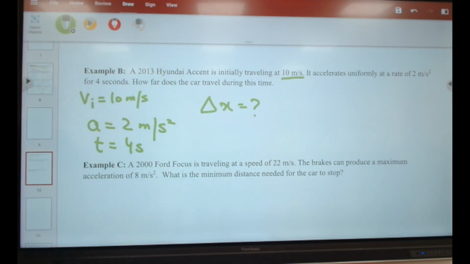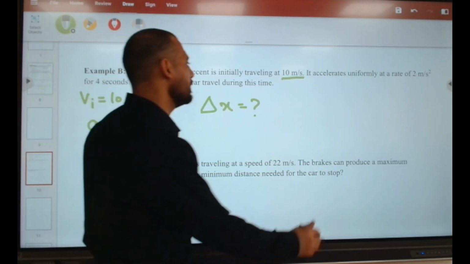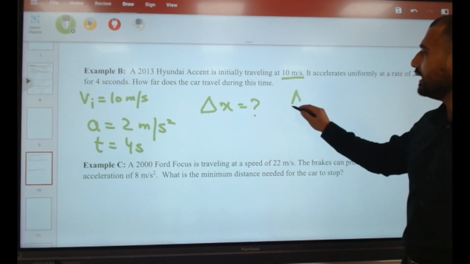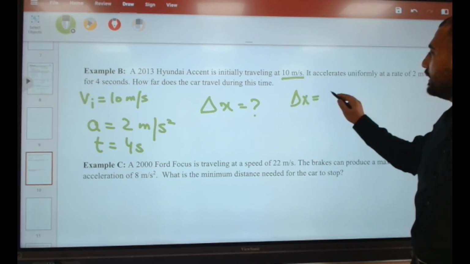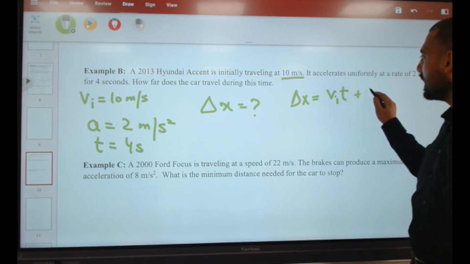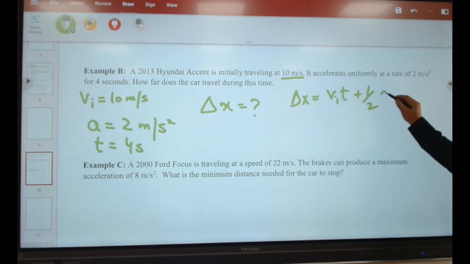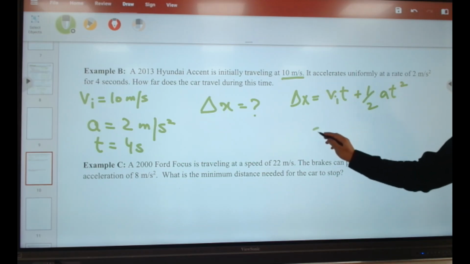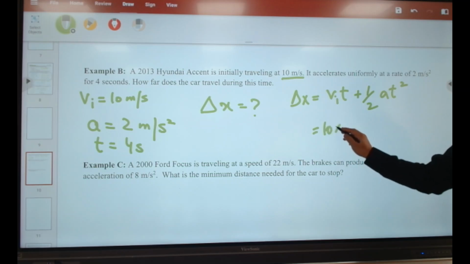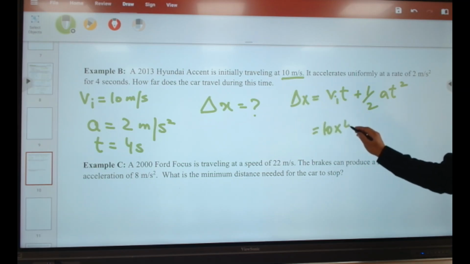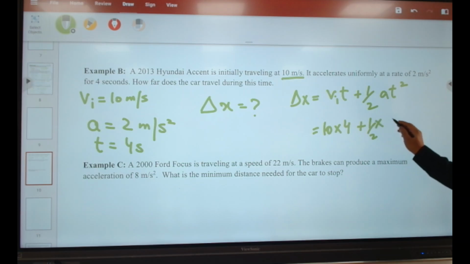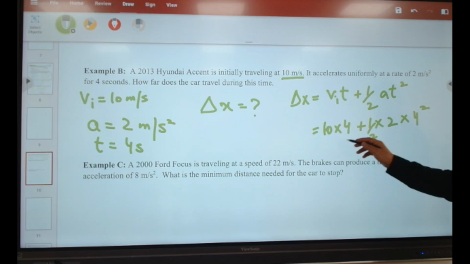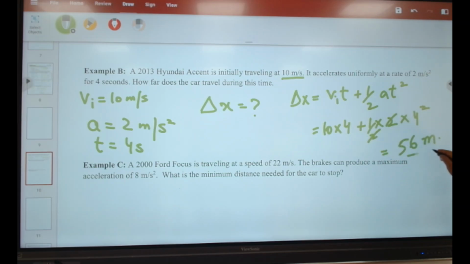No final velocity, isn't it? So what is the equation? Delta x is equal to V initial times time plus half of acceleration into t square. Is that clear? So what is the initial velocity? It is 10 times time, which is 4, plus half of acceleration, which is 2, times time, which is 4 square. So what is the answer? Tell me the result. 40, and this will cancel. This is 16, so it is 56 meters. Is that clear?